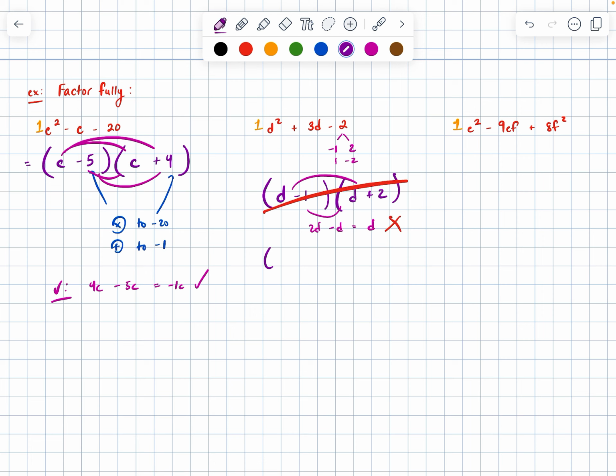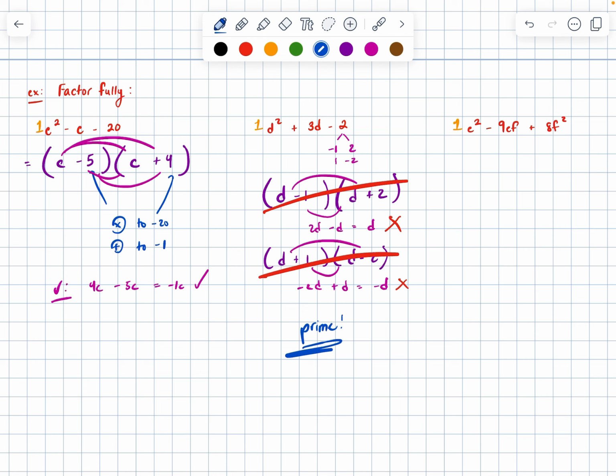So my only other option would be to try d plus 1 and d minus 2. Well, checking my middle term again, that d times negative 2 is now going to get me negative 2d. That 1 times d is going to get me positive d. Put them together, I get negative d. This guy does not work either. I've tried all of my factorizations and none of them work. That should immediately tell me that this polynomial is prime.